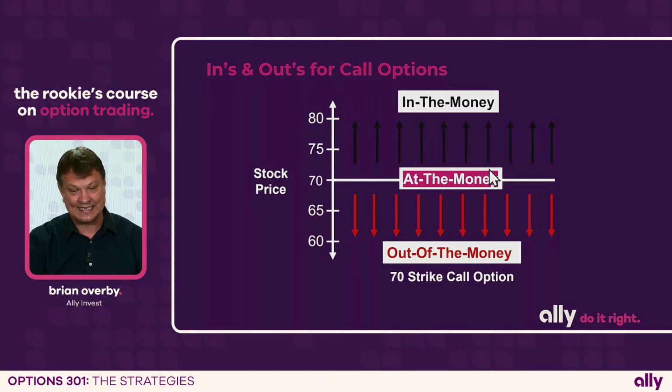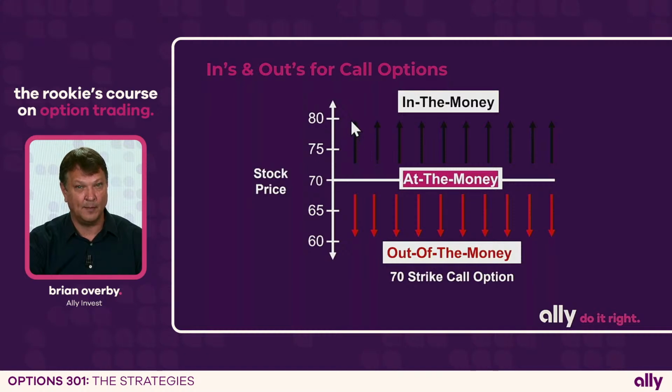If the stock is at 70, this axis is the stock price, and the strike that we are trading is 70, that would be an at-the-money option contract. And that's the first strategy that we're going to talk about. We're going to highlight what an at-the-money option contract is, what the break-even is, and everything that's involved with buying at-the-money options. We'll then talk about an in-the-money option contract.